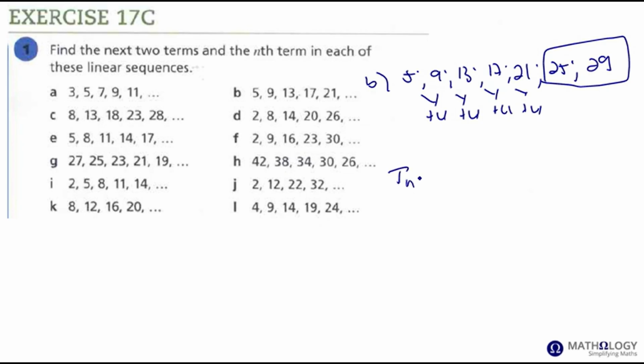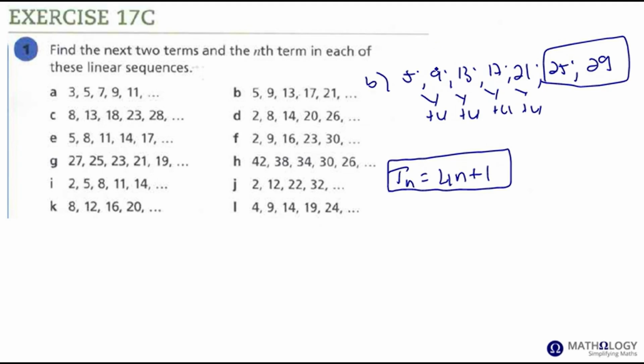To find the general term, we write down Tn equals, we take the common difference, which is 4, and multiply it by n. Now, when n equals 1, we need to get 5. So n equals 1, 4 times 1 is 4. We have to add 1 to 4 to get 5. So this is your general term. And now I want you to check that it applies for every other term.